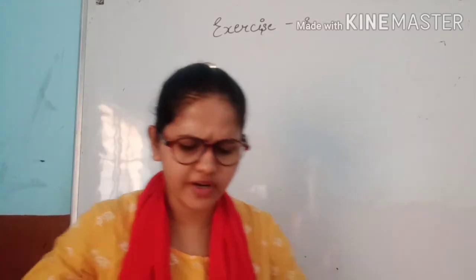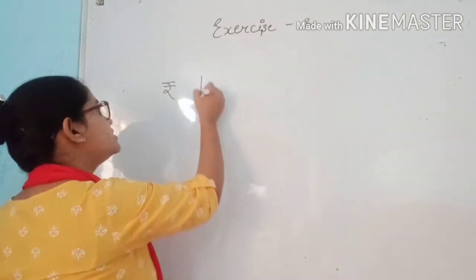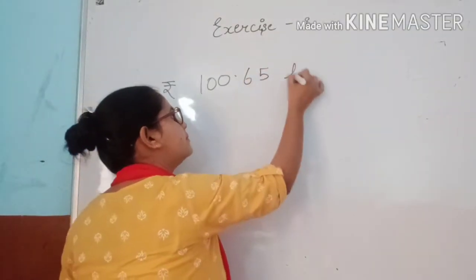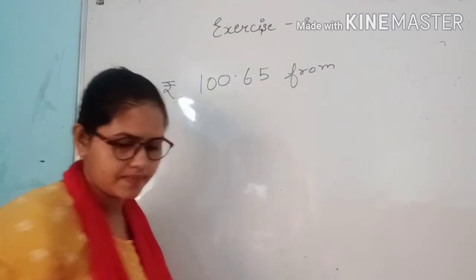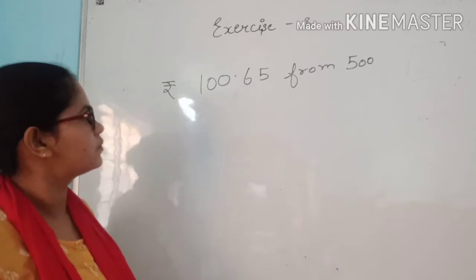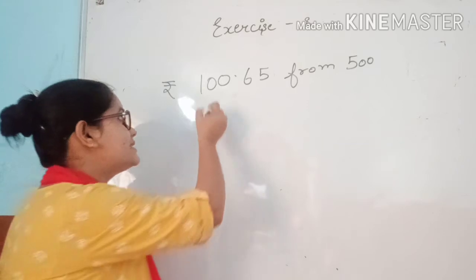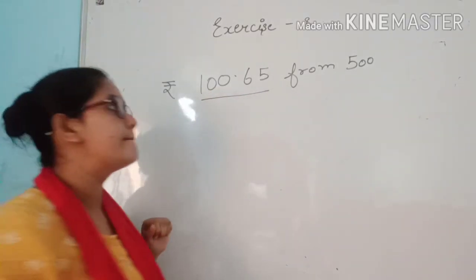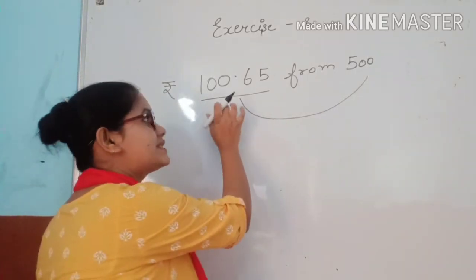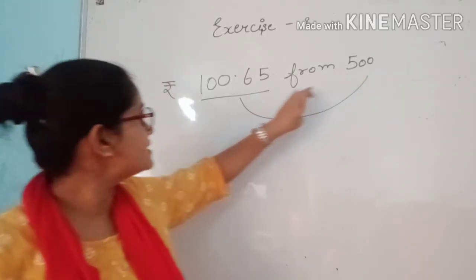Okay, for example, now I am going to take 100.65 from 500. Firstly, look at this sum. What are you getting from this sum? That we have to subtract this unit of paisa from this unit of paisa, because this one is the greatest, so we have to subtract this one.